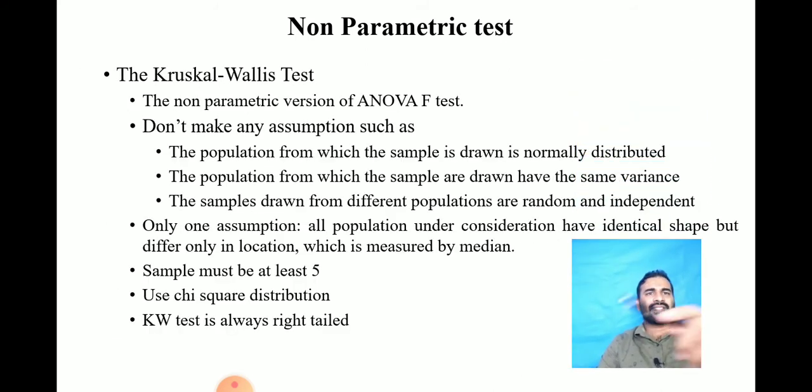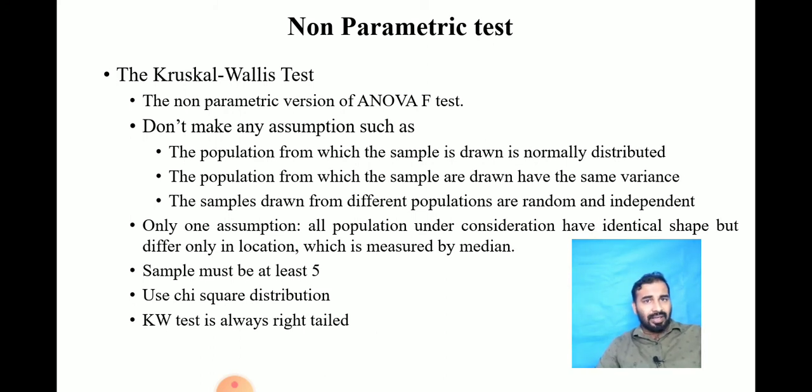Then Kruskal-Wallis test. It is just a non-parametric counterpart of the ANOVA F test. One of the major advantages of this test is that the ANOVA test is based on 3 assumptions, but this Kruskal-Wallis test will not assume anything about the population parameters. It is based on only one assumption.